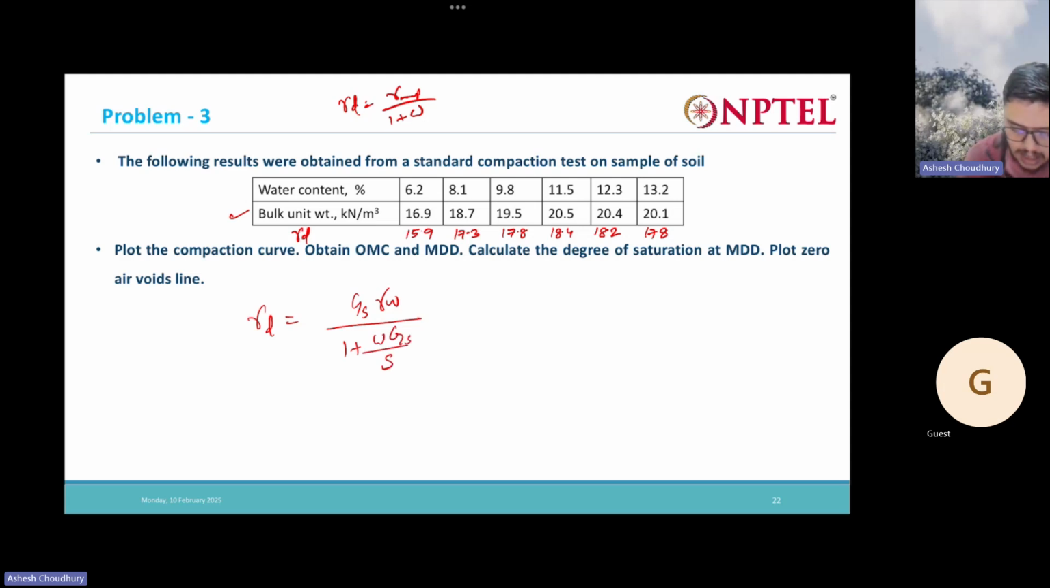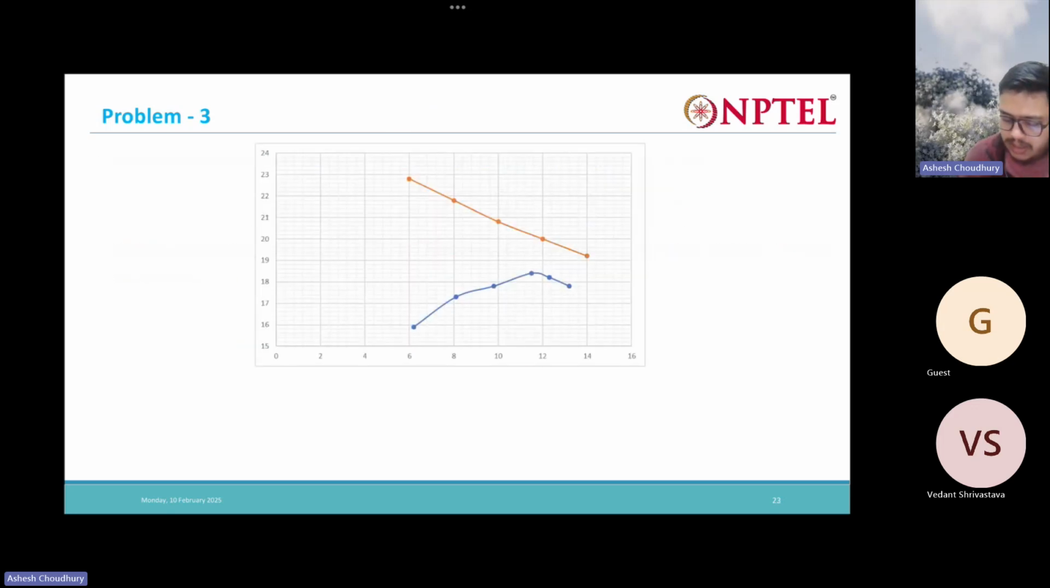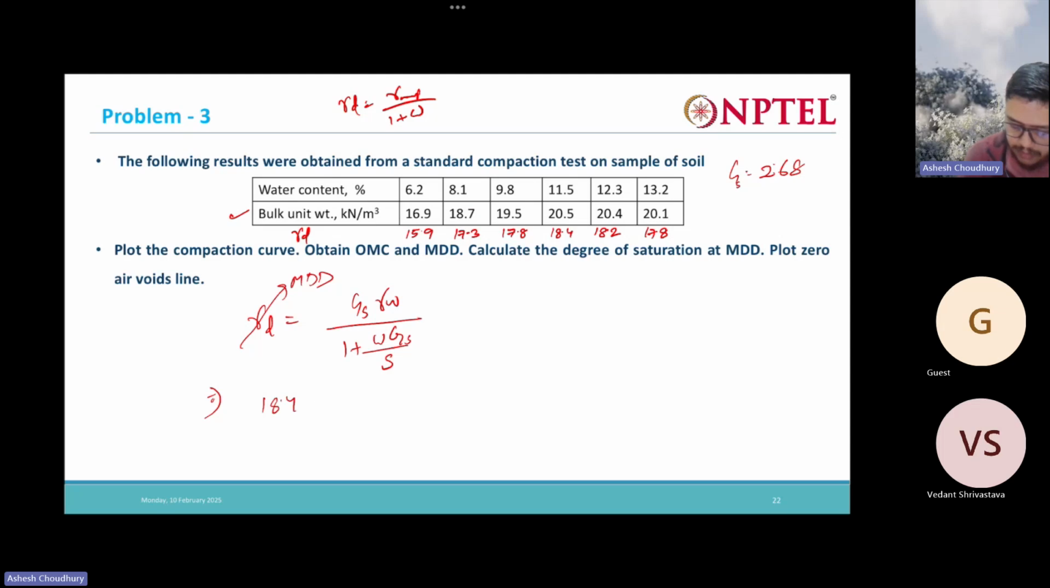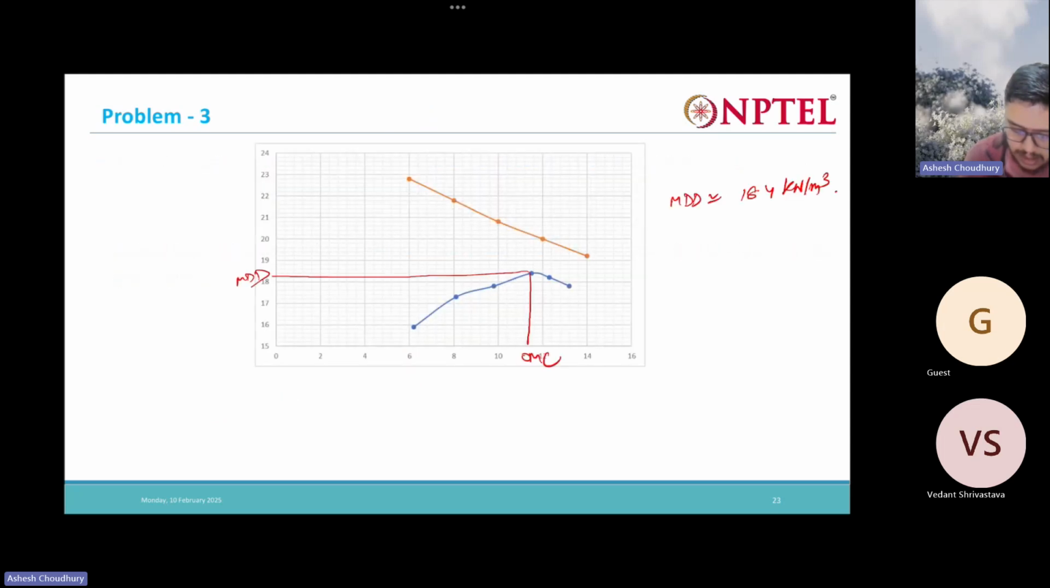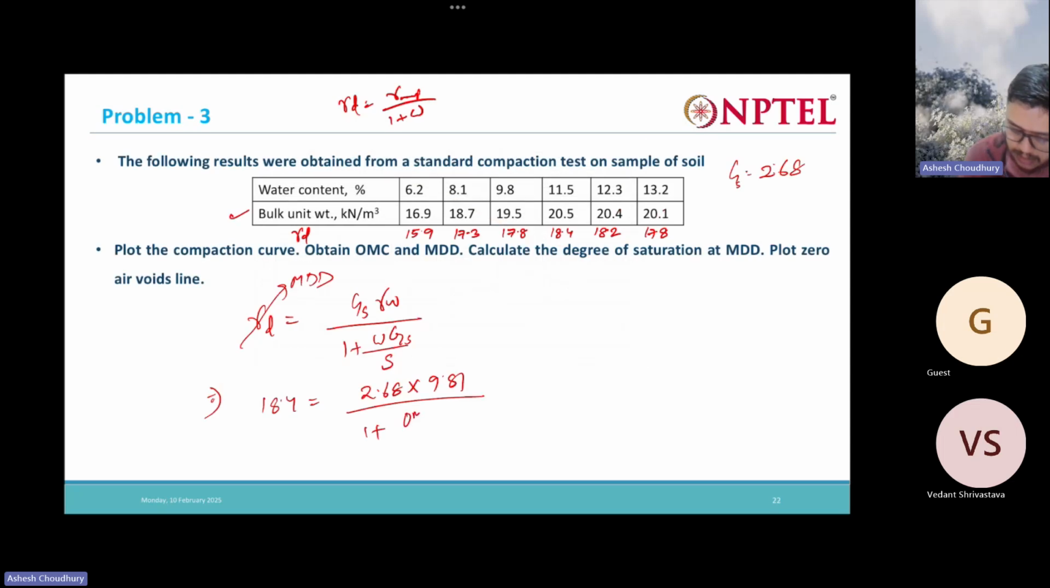Right, so this is the relation that we have. G you can take as 2.68. We have gamma d. From here we will put the maximum dry density, which we got as 18.4. So 18.4 is 2.68 times 1 by 1 plus the optimum moisture content, OMC, times 2.68 by S. From here you can get the degree of saturation.